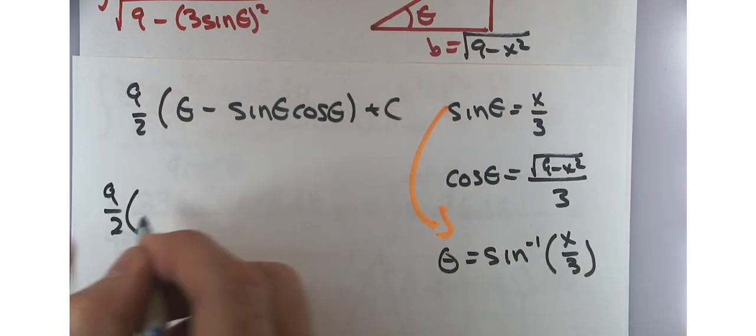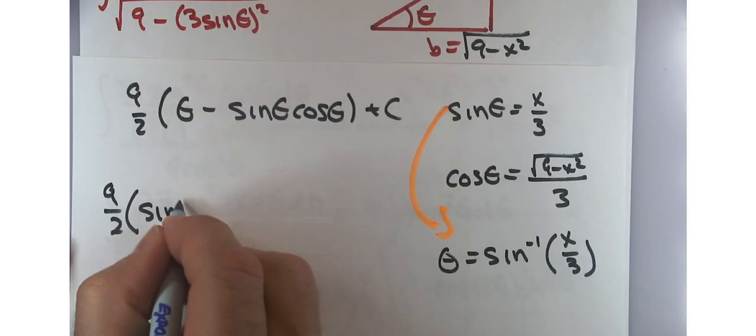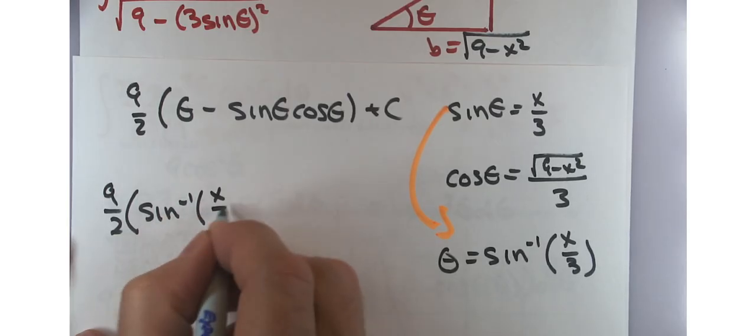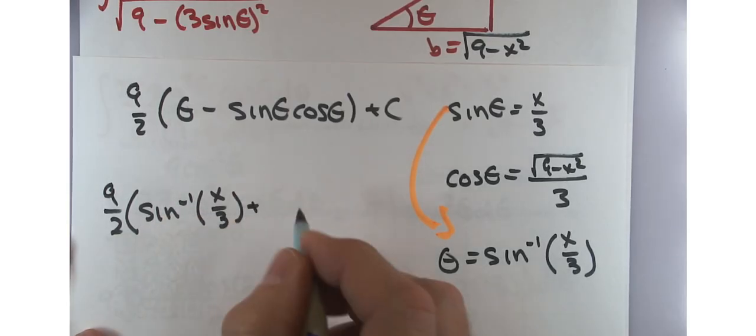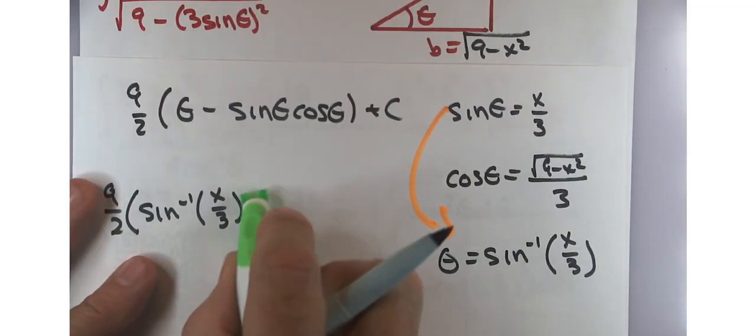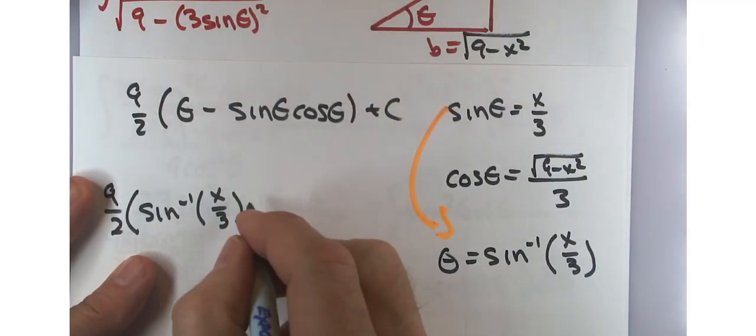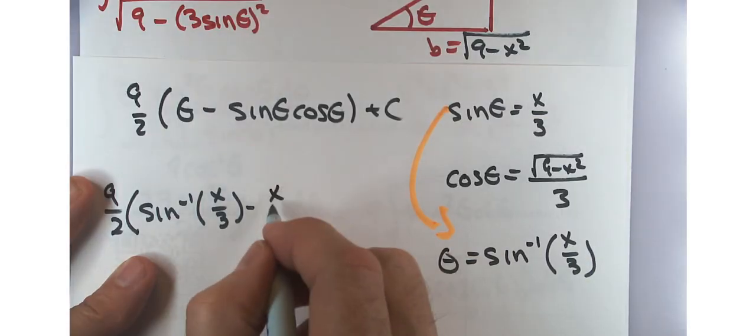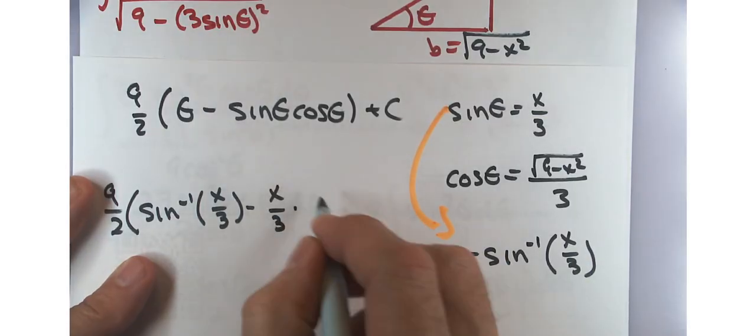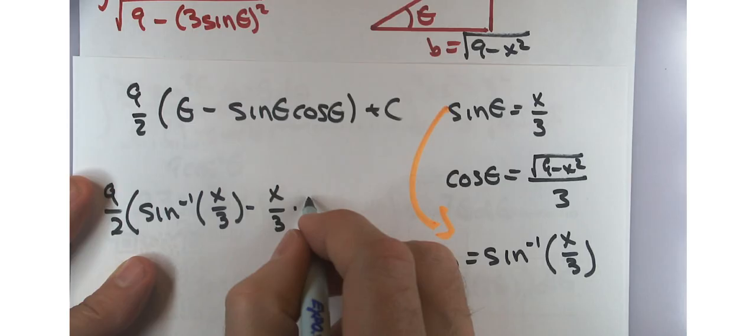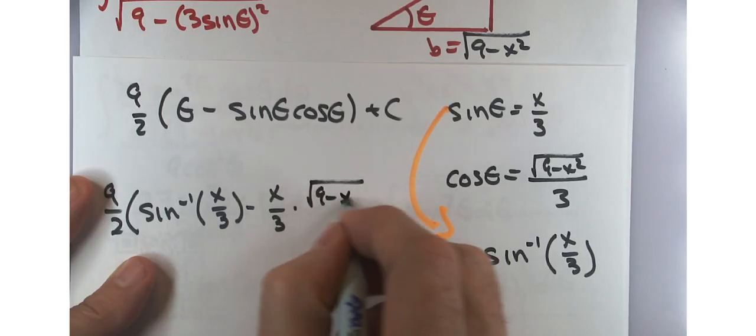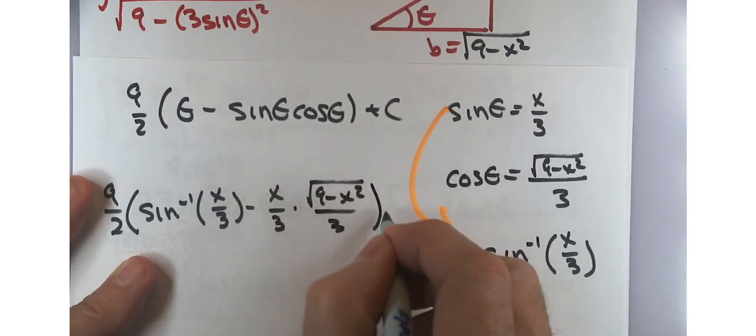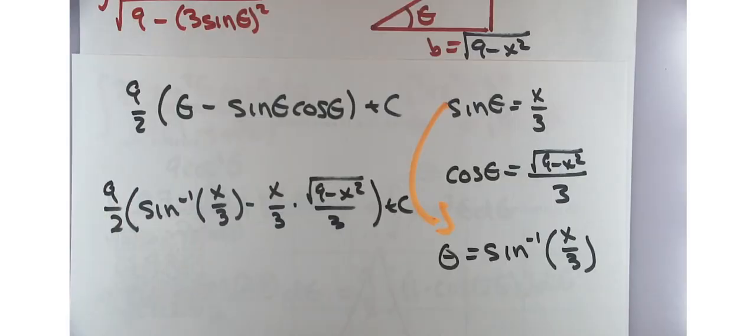9/2 inverse sine of x over 3. Oops, not a plus. It should be a minus. Minus x over 3 times the square root of 9 minus x squared over 3, plus a C. I'm not going to bother to simplify that.